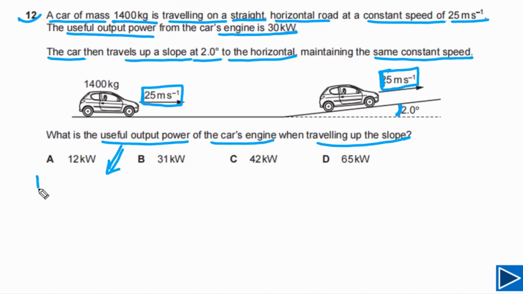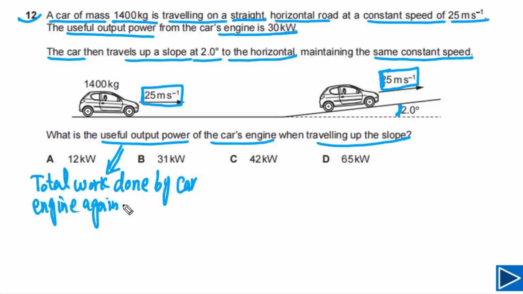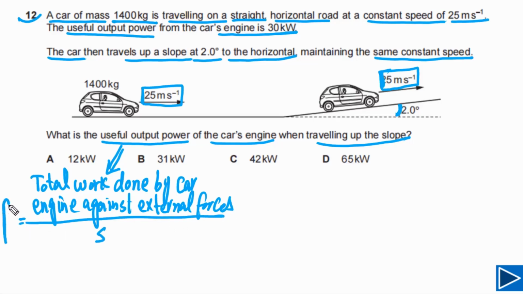Useful output power simply means that it is equal to total work done by car engine against external forces, I will simply say against external forces per second. So that is the P output, means the useful P output of the car's engine. So this is a very important point that we need to understand. Now if you look at case 1, and this one is the second case when the car is on the slope.